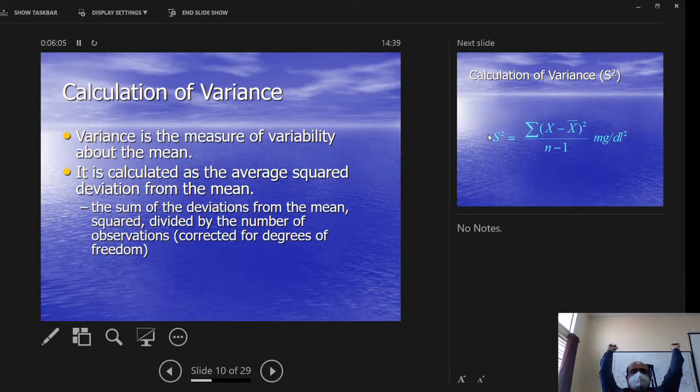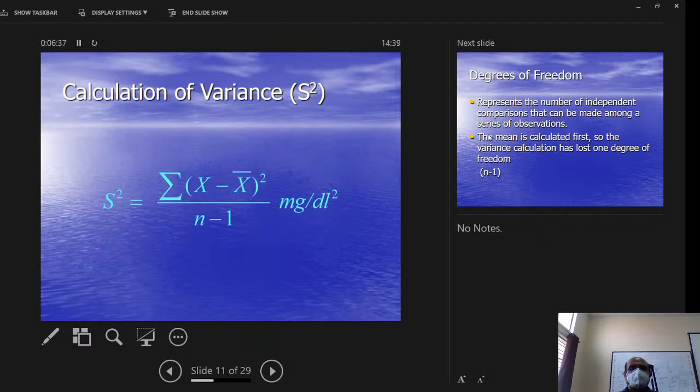Calculation of variance. Variance is the measure of variability about the mean. It is calculated as the average square deviation of the mean. The sum of the deviations from the mean squared, divided by the number of observations corrected for degrees of freedom. Now this is the calculation of variance.